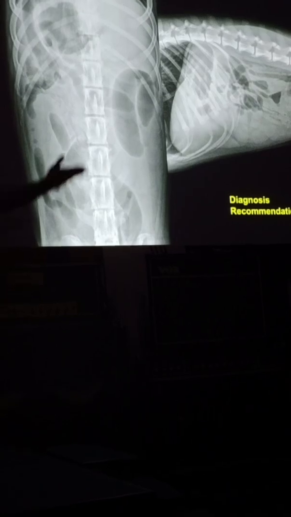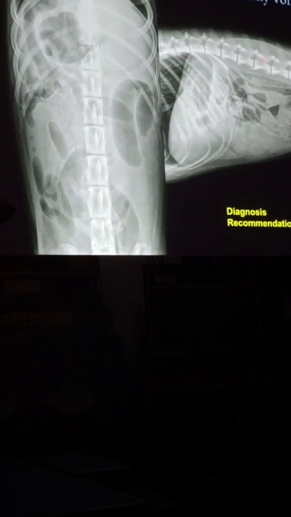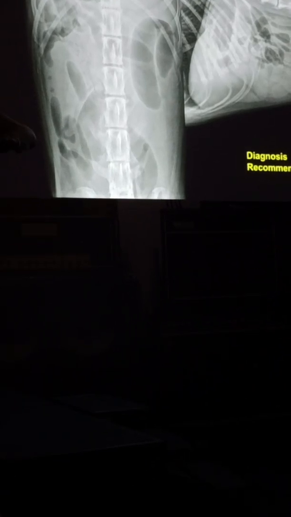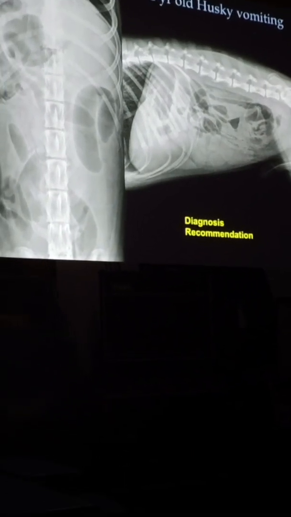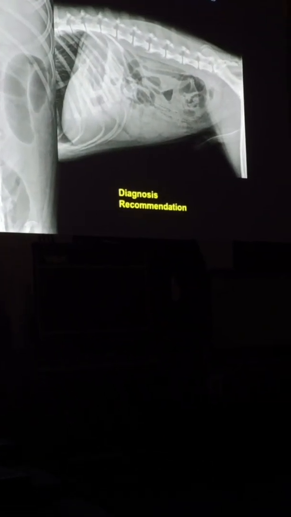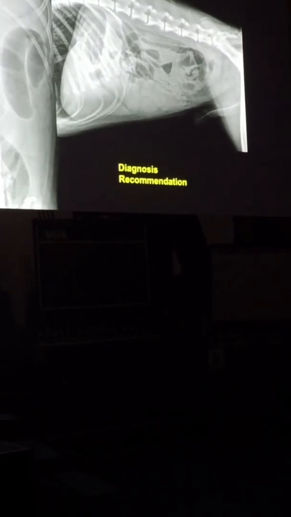Is this right lateral or left lateral? It is right lateral. Look at where the gas is. The gas is in the fundus. Right side down, gas rises to the fundus. If we're worried about an obstruction at the outflow of the stomach, we want left side down so the gas comes to the pylorus.